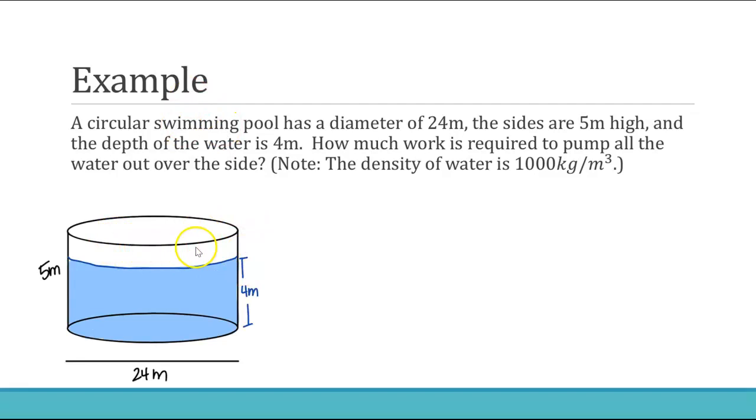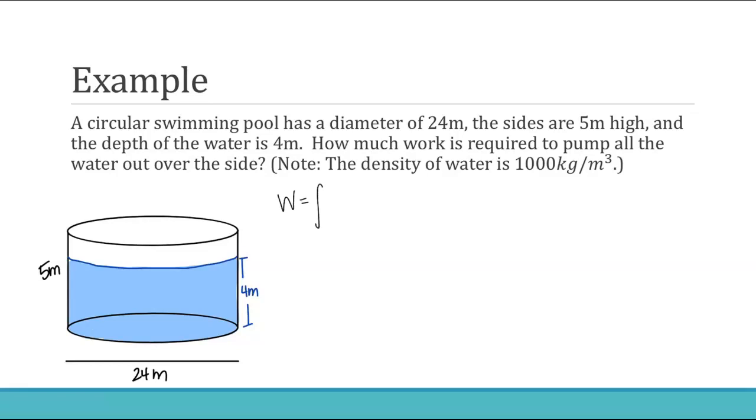Alright, so here I have a right circular cylinder. I have the diameter is 24 meters, the height is 5 meters, and then the height of the water is only 4 meters. So the water doesn't go all the way to the top. So let's go ahead and start to set up our integral to calculate work.